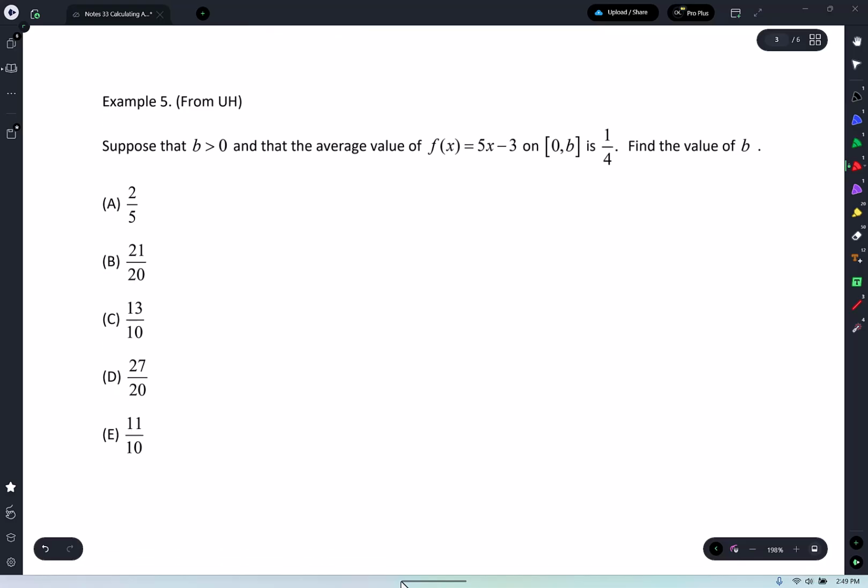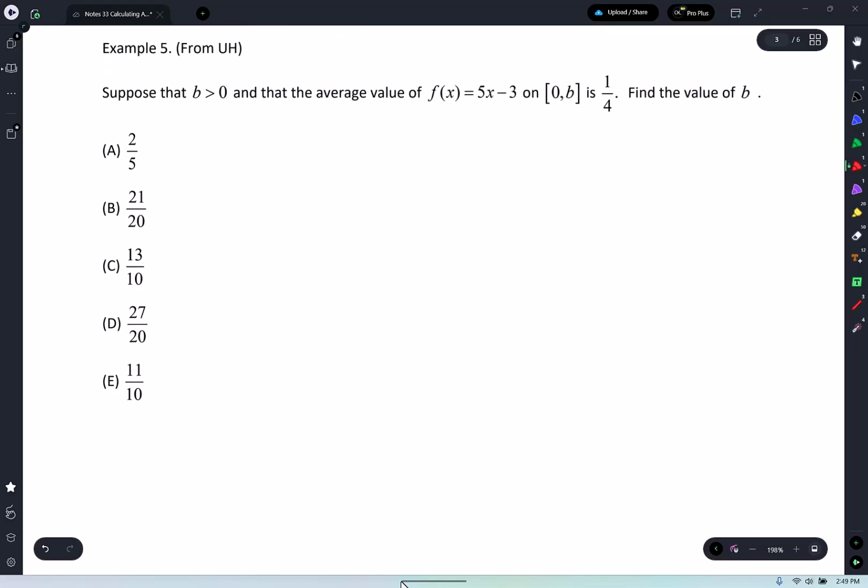Example 5. Suppose that b is greater than 0 and that the average value of 5x minus 3 on 0 to b is 1/4. Find the value of b. Guys, this is more of an algebra problem than calculus. There's a little bit of calculus, but it's not much. First, do your average value formula. Because look, they tell you that's the average value. So do the average value formula.